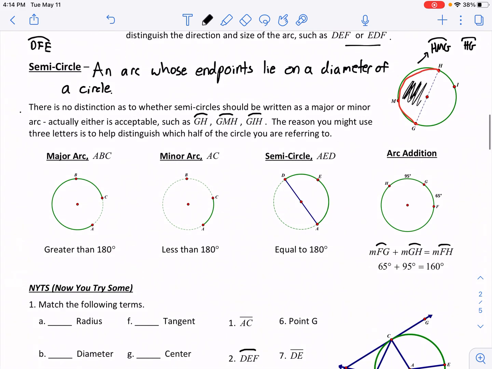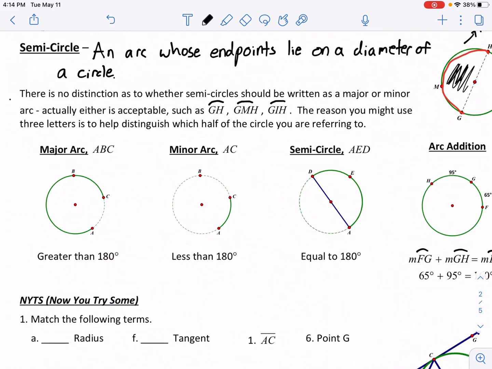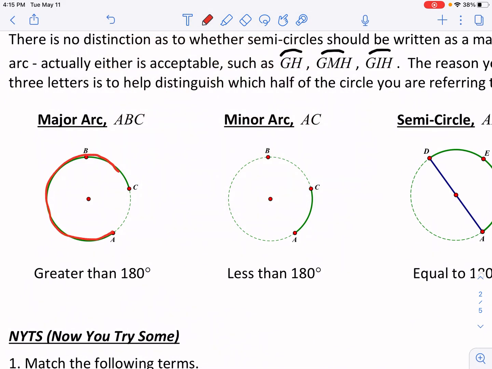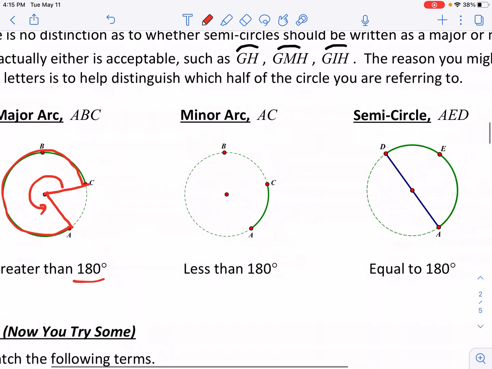So they give us some examples here. A major arc, ABC, which has a measure of greater than 180 degrees. If we drew our central angle here, this measure would obviously be greater than 180 degrees. Then we have minor arc AC, which, by the way, notice we have 3 points for the major arc and 2 points for the minor arc, and then we also have our arc symbols. Mark AC, if we were to draw our central angle here, would obviously be less than 180 degrees.